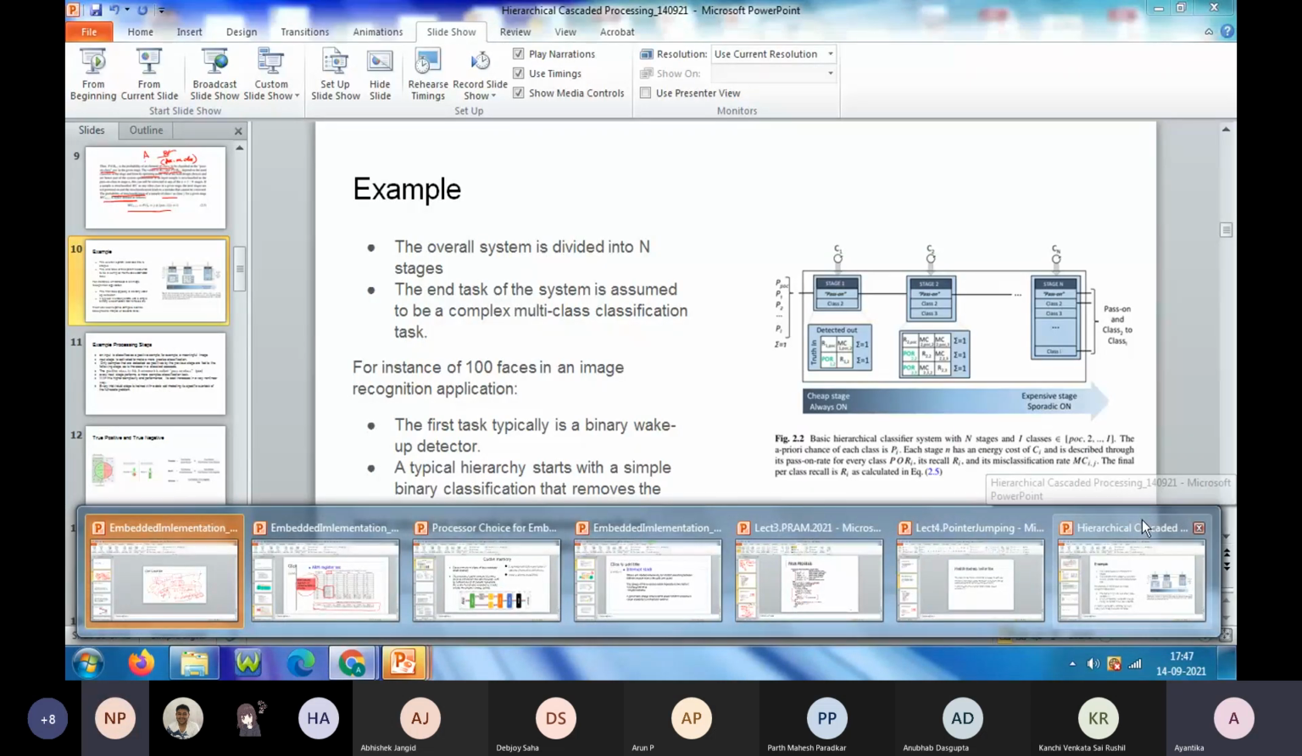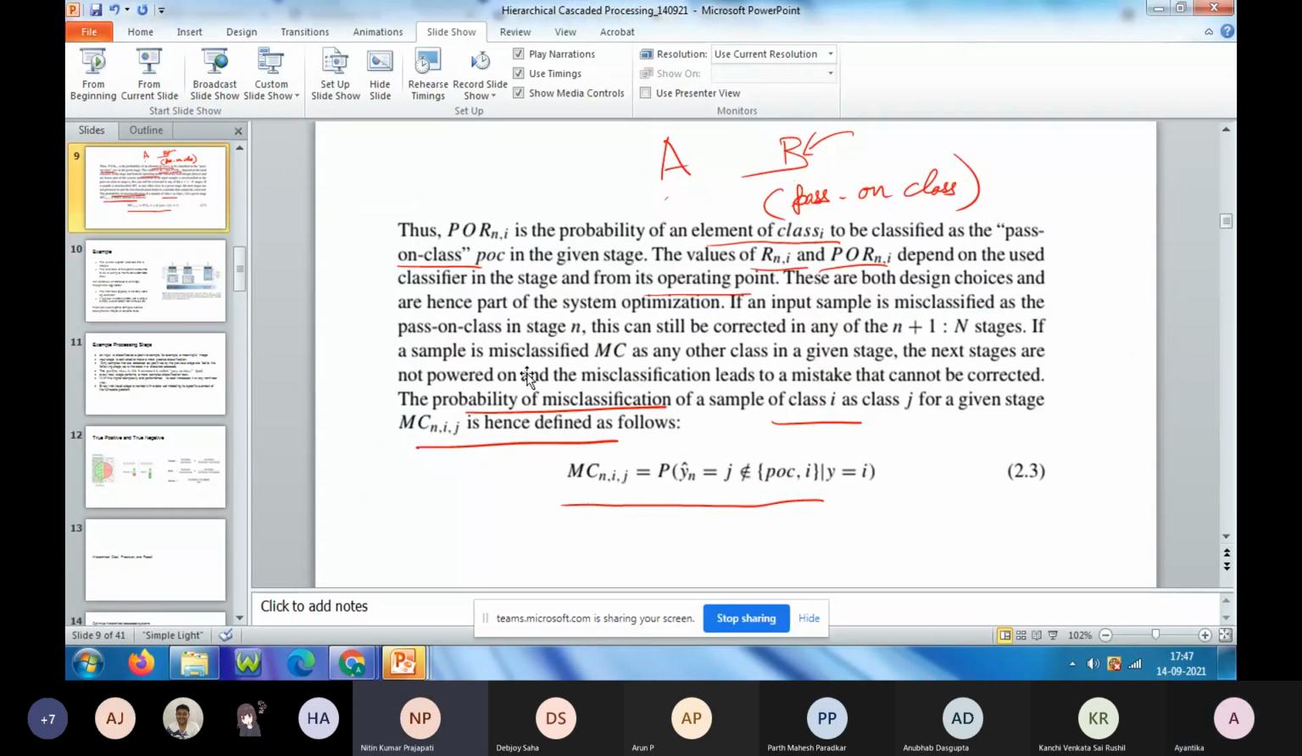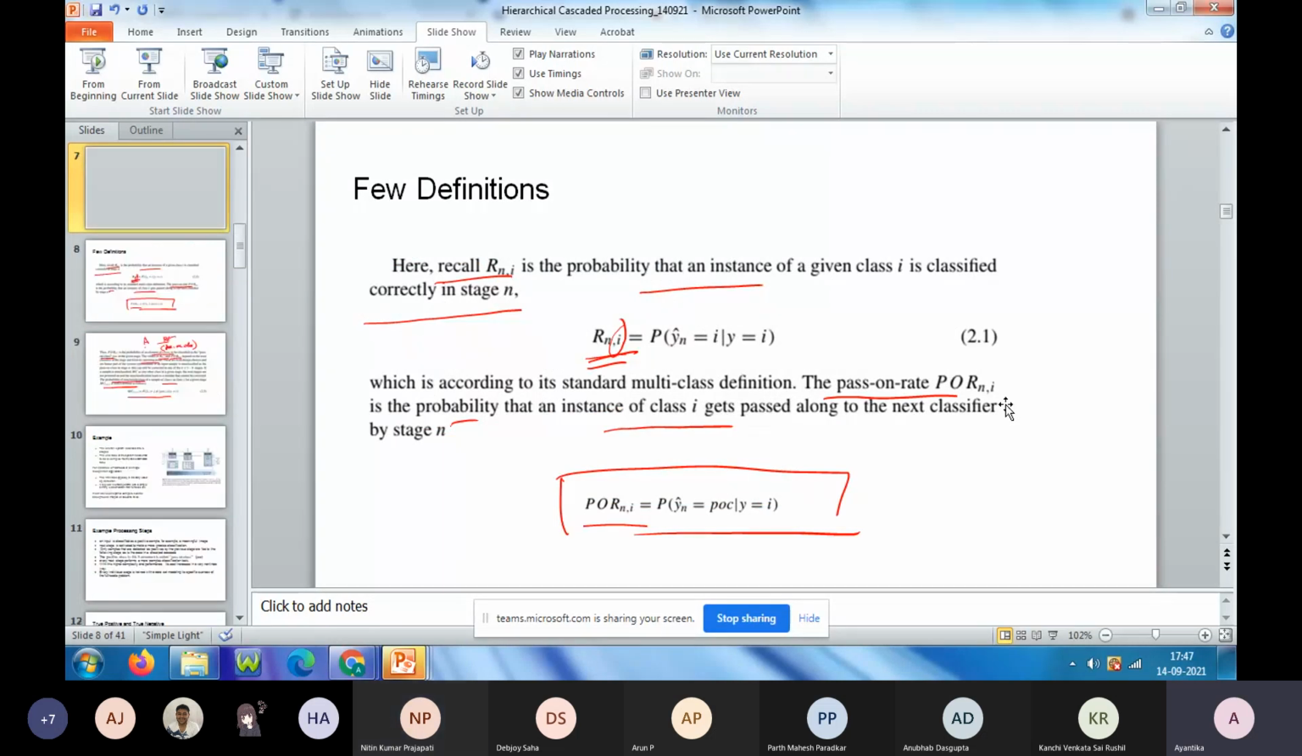Okay, ma'am, one question. Yes, tell me. Ma'am, how will these probabilities of classification and misclassification be calculated? Okay, I got your question. How this can be calculated, right? Yes, ma'am. Any other question? No, ma'am, only this. Okay.